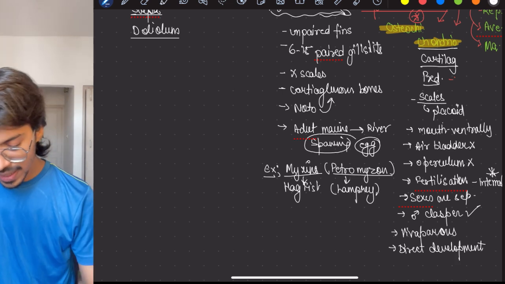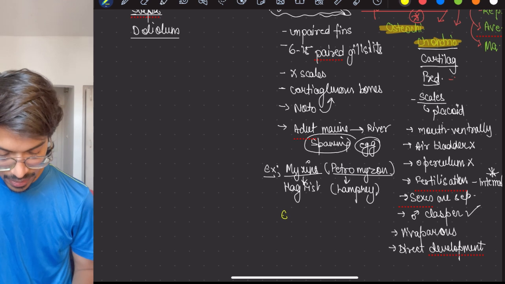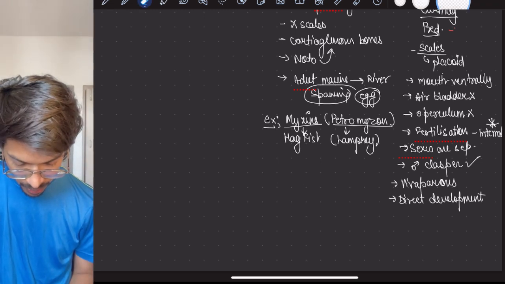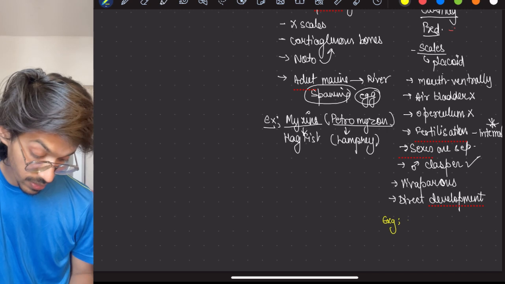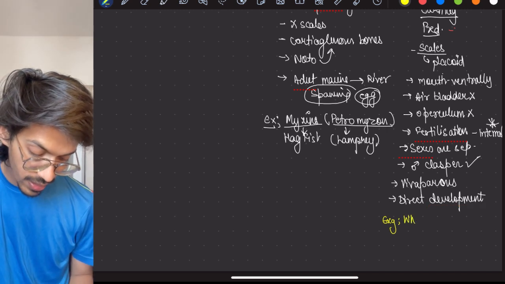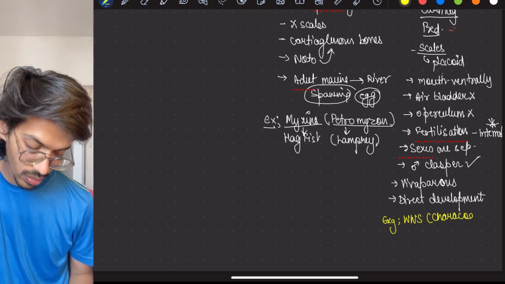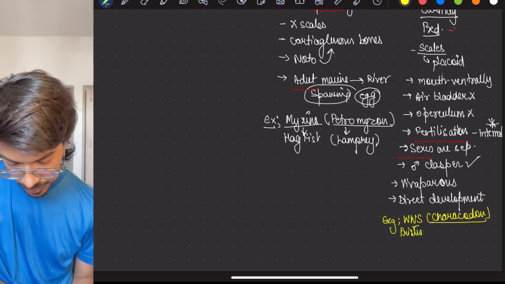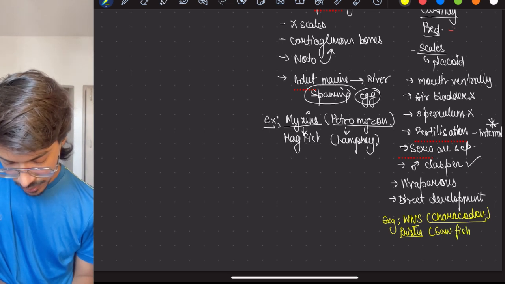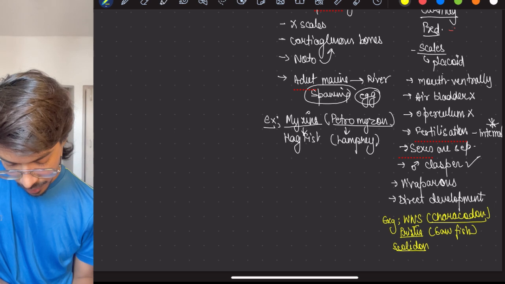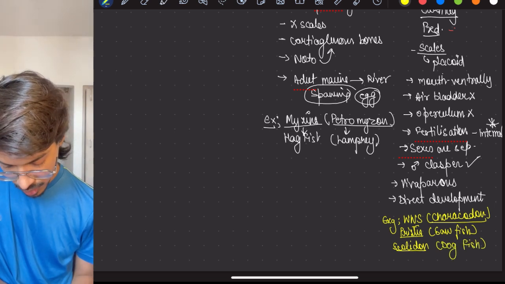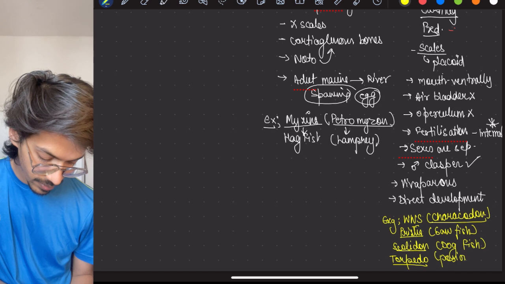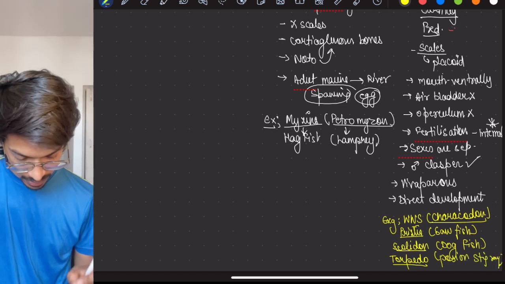Okay, that's it. Okay, examples. So examples of chondrocytes. The first one is the whale shark, that is Carcharodon. After that, we have Pristis. Pristis is what? Sawfish. Then we have Scoliodon. Scoliodon is what? Dogfish. Then we have what? Torpedo. Torpedo is what? Torpedo is the poison stingray. And one more we have, that is Trygon.